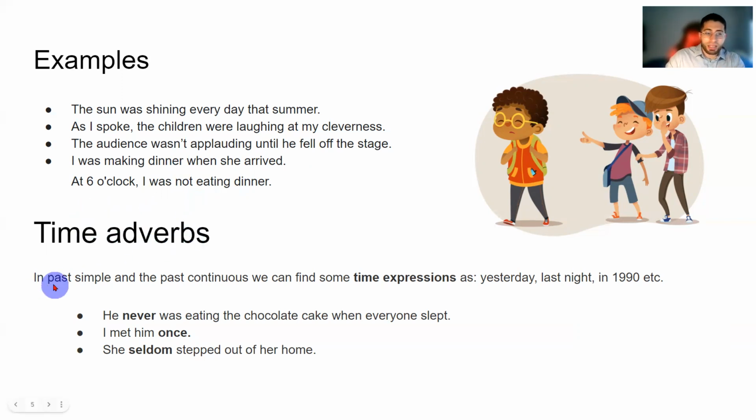Time adverbs, right? In past simple and past continuous, we can find some time expressions, right? Esto lo habíamos visto, chicos, en los tiempos que se llaman de time expression, las expresiones de tiempo, o temporary mark, o marcas de tiempo, ¿listo? Que nos indican that something is performed in a particular moment, ¿no? Que algo se está realizando en un momento particular. For example, yesterday, ayer, last night, anoche, in 1999, o 1990, right? You know, like we're putting a point of reference. Estamos colocando un punto de referencia.